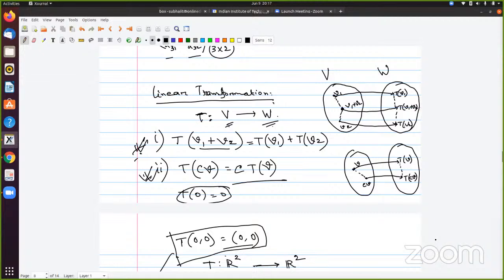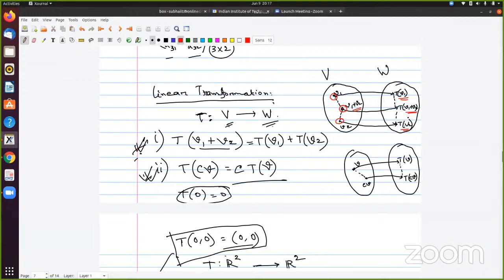Now vector spaces have two more operations, right? One is addition and another is scalar multiplication, correct? So this mapping, we want this map to respect those operations. What does that mean? In V, suppose I have V1 and V2. Then this mapping takes V1 to TV1 and V2 to TV2. There is another element in V which is the sum of these two, that is V1 plus V2. Then this V1 plus V2 will go to T of (V1 plus V2).